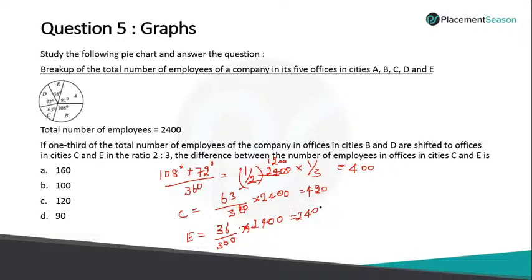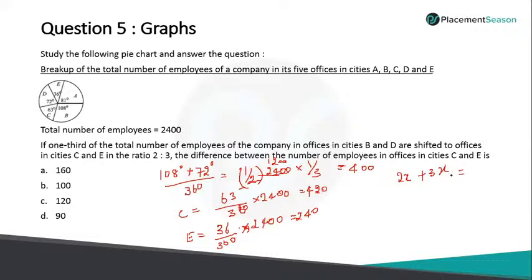Right? So now I need to find, these 400 employees are shifted into C and E in the ratio 2:3. So how many shifted to C? How many shifted to E? Then I have to see the difference. That's what the question is talking about. So 2:3 ratio, let us consider 2x plus 3x, totally 5 parts. These 5 parts are 400. What is 1 part? It is 80.